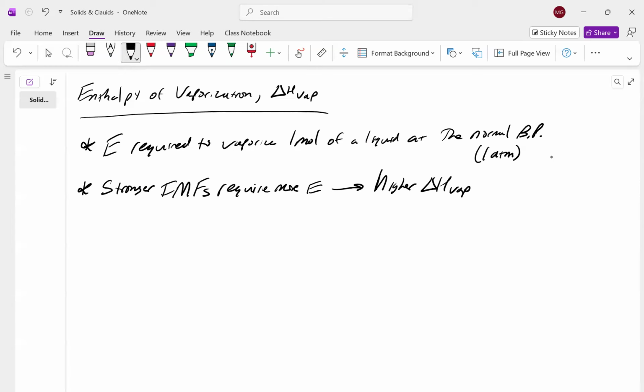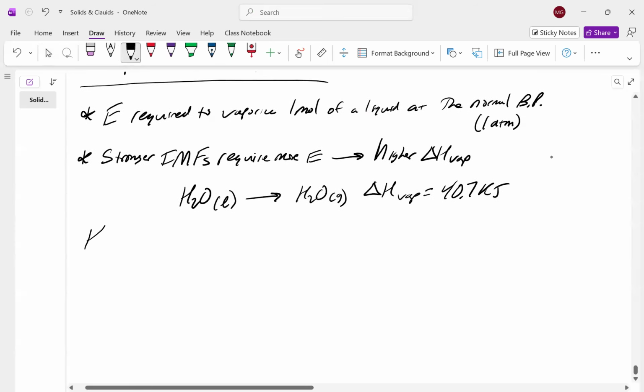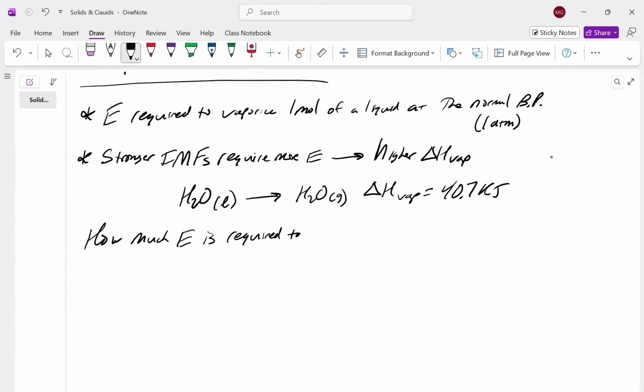So let's jump into a problem. Let's look at the vaporization of water. We're going to convert liquid water into water vapor, and its delta H vaporization is 40.7 kilojoules. So our problem is, how much energy is required to vaporize 10 grams of water at its boiling point? Let's assume a normal boiling point.